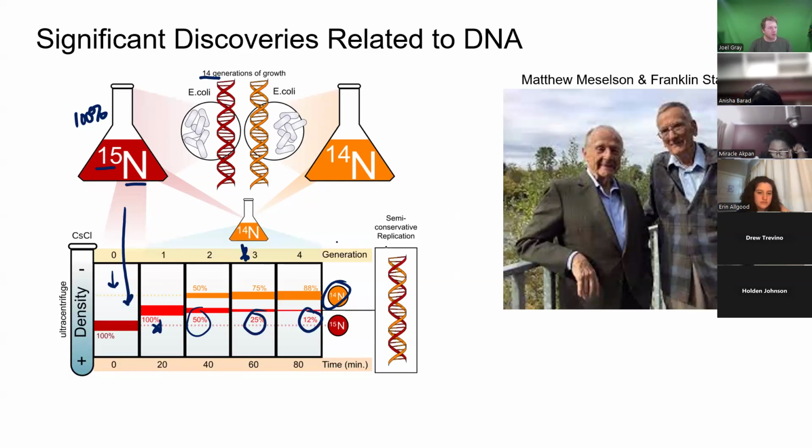If we went to generation number 14, dividing by two each time, we're talking about 0.05% of the strands of DNA having that 15N isotope. The important part that I want you to recall and understand is that those two isotopes were used to identify, well, this came from the parent and this is a newly synthesized strand of DNA.